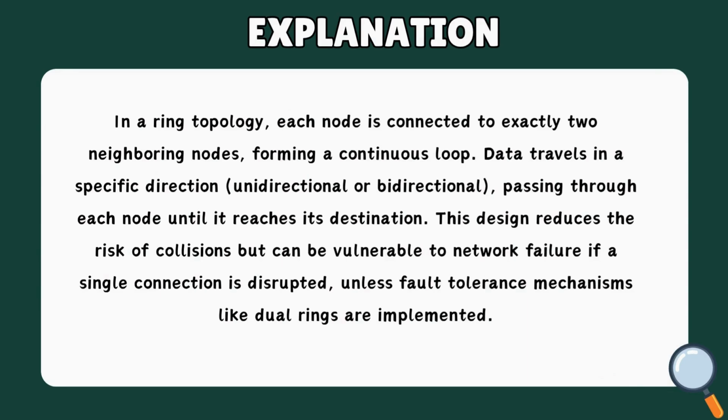Data travels in a specific direction, unidirectional or bidirectional, passing through each node until it reaches its destination. This design reduces the risk of collisions, but can be vulnerable to network failure if a single connection is disrupted, unless fault-tolerance mechanisms like dual rings are implemented.